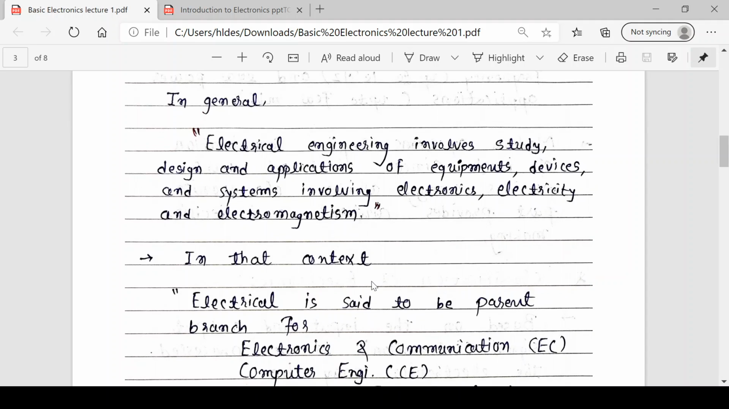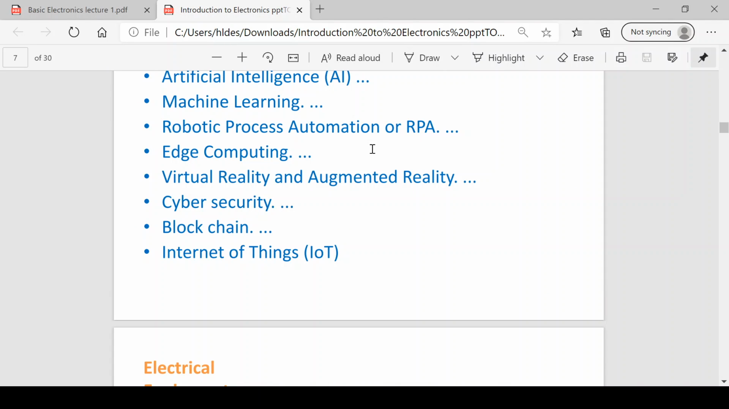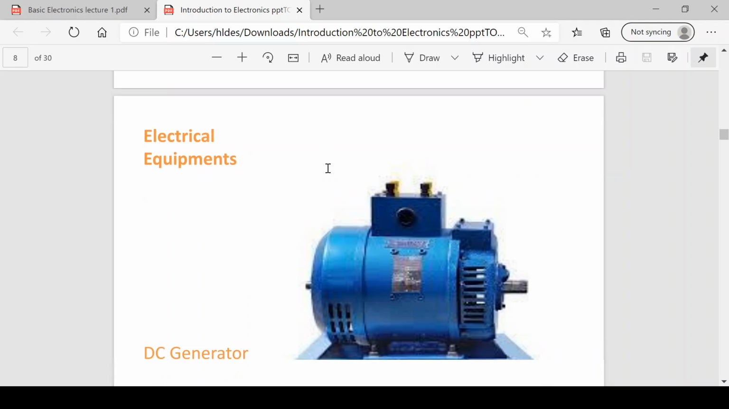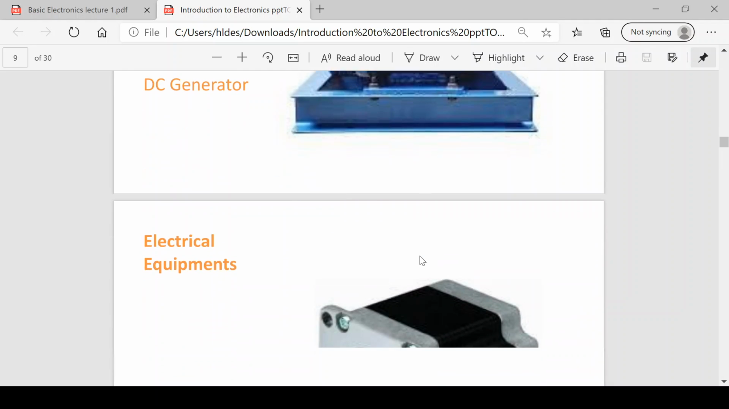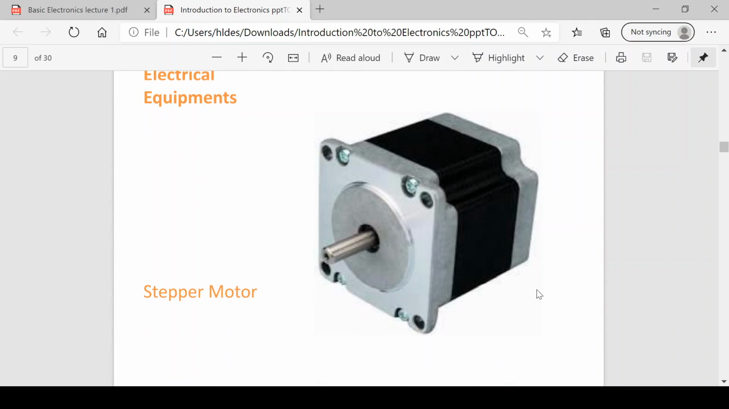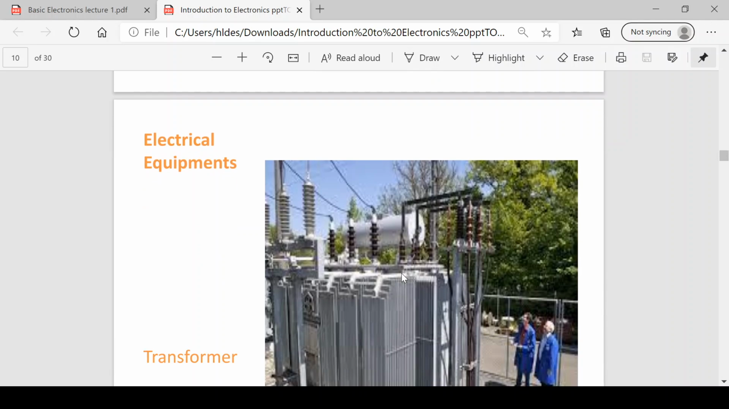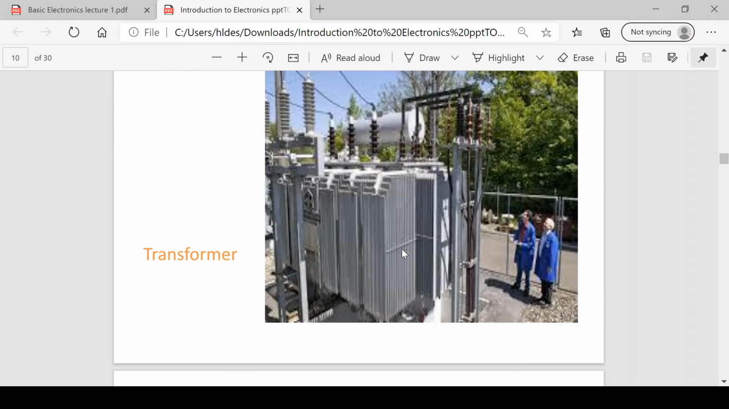Now let's compare electrical with electronics. I want to show you different equipment which is electrical. You can see on the screen there is a DC generator whose output will be DC voltage. You can see the size of such equipment. Next is a DC stepper motor. You might have seen such motors in various electrical appliances. Next is a transformer. It's not a small transformer, but a large transformer at power distribution, having primary and secondary windings.